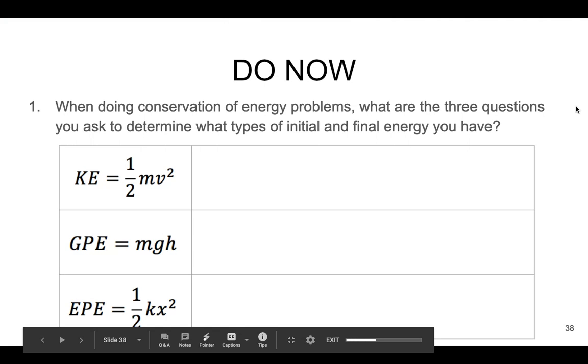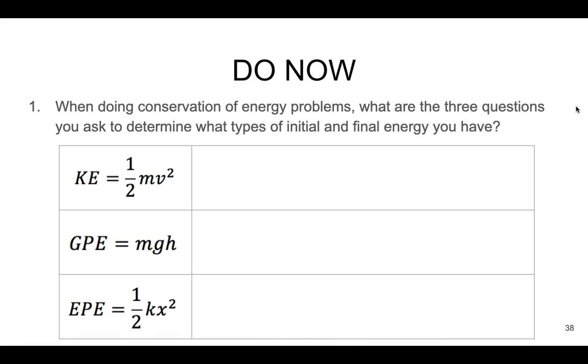So, to refresh, when you're doing conservation of energy problems, there are 3 questions you need to ask yourself to determine what types of initial and final energies you have. So you look at your initial sketch, and you look at your final sketch, and for each one you ask these 3 questions. What's the question you ask for kinetic energy? The question you ask is, is it moving? Because if it's moving, that means it has velocity and it will have mass, so it will have kinetic energy.